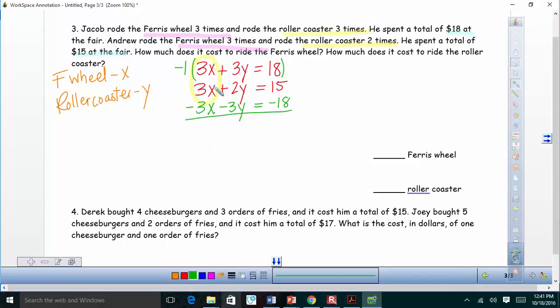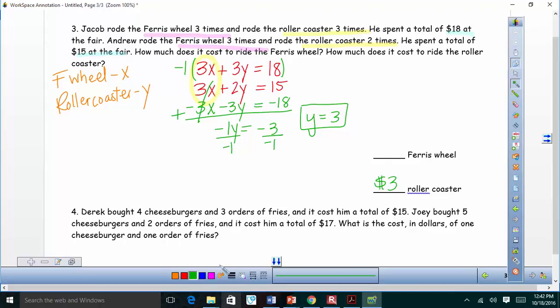Okay, so what cancels out now? The x's. So I get 2 plus a -3. What is 2 plus a -3? -1y. Okay, and then I have 15 plus a -18. -3. Very good. Okay, and so to get y by itself, we divide by a -1, and y equals 3. Okay, so the roller coaster cost how many dollars? 3.